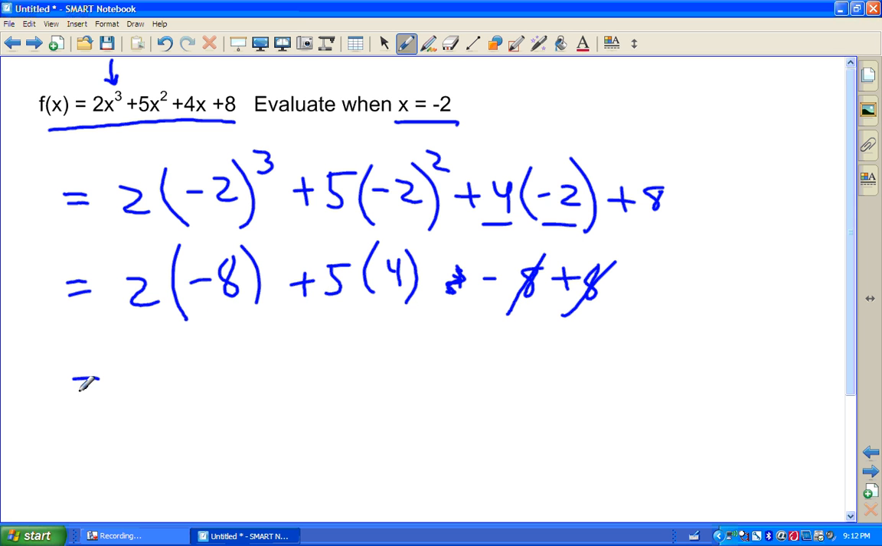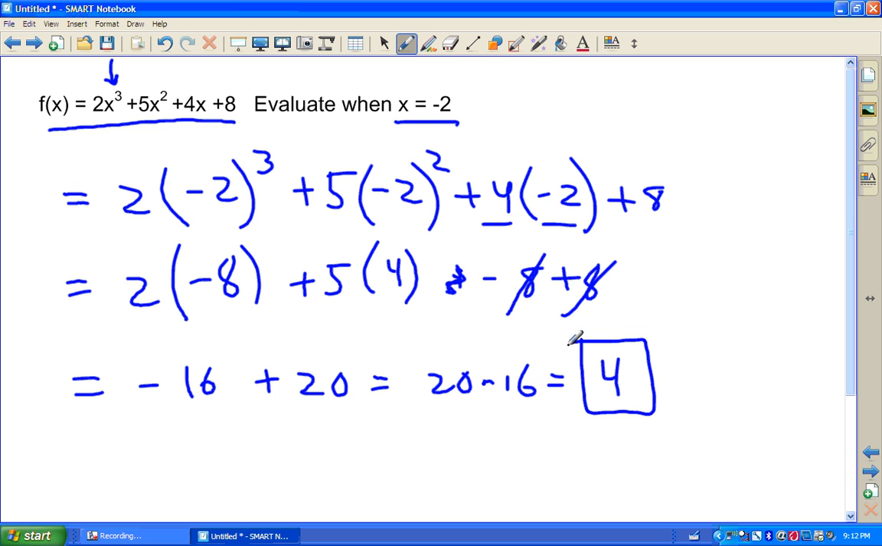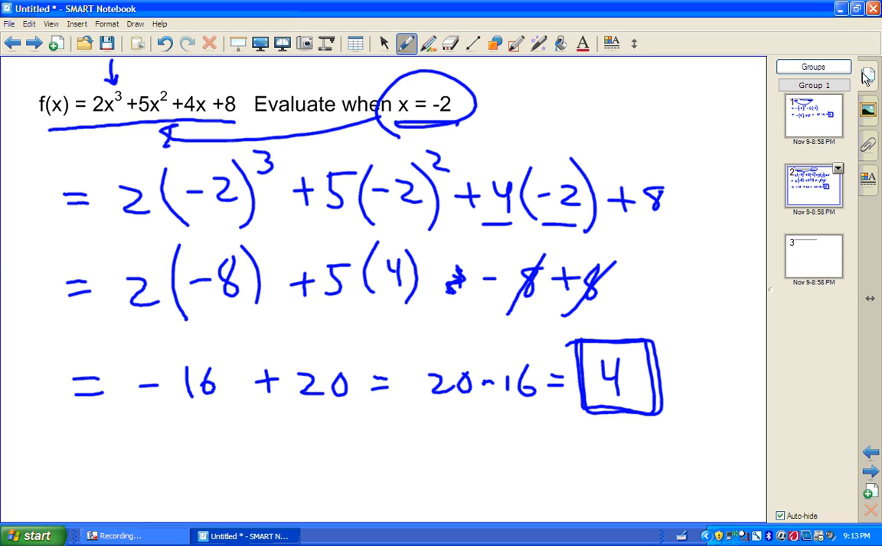Okay, so now I'm going to get -16 plus 20. Well, 20 minus 16, if I want to rearrange them, 20 minus 16 is equal to 4. So there's your final answer. So I plug x equals -2 into this polynomial. It evaluates out to equal 4. So far, so good. Okay.